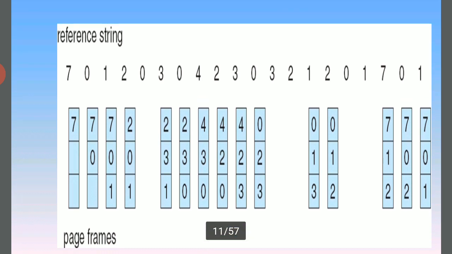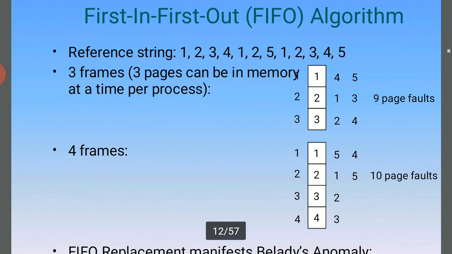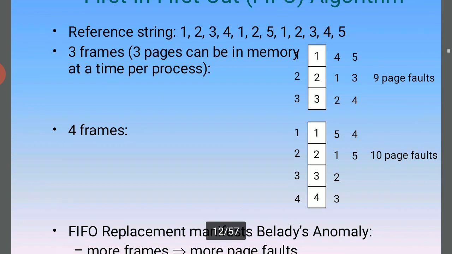What is a page frame? The page frame stores the pages, and the frames in the table store the information. In the FIFO algorithm, take the reference string 1 2 3 4 1 2 5 1 2 3 4 5. With 3 frames, 3 pages can be in memory at a time per process. What about 4 frames?